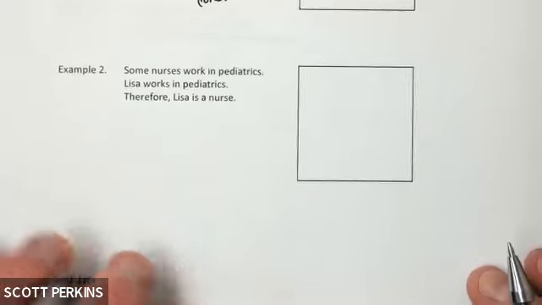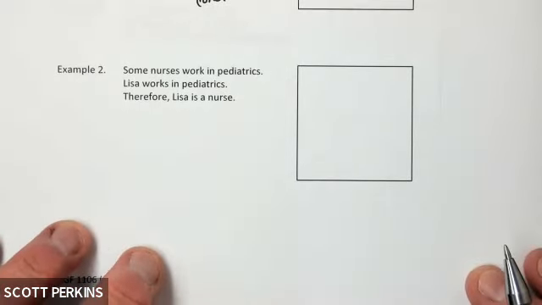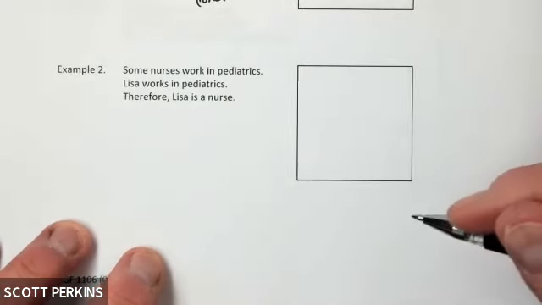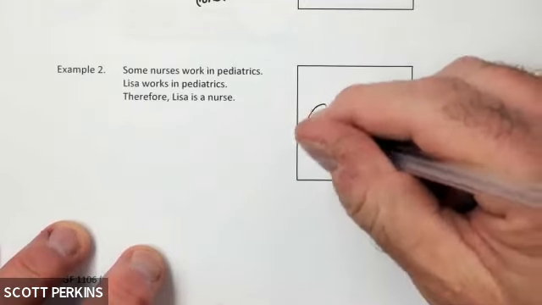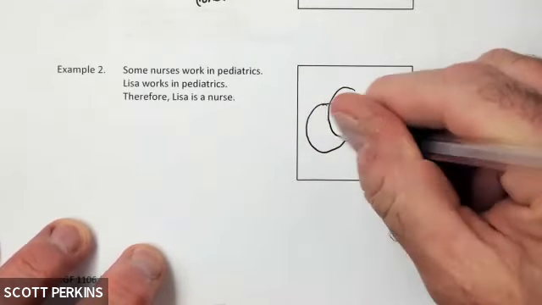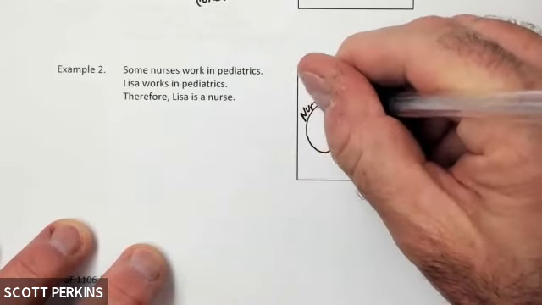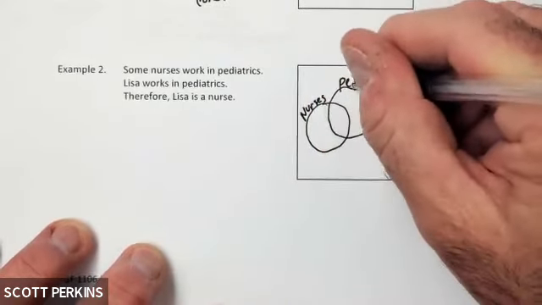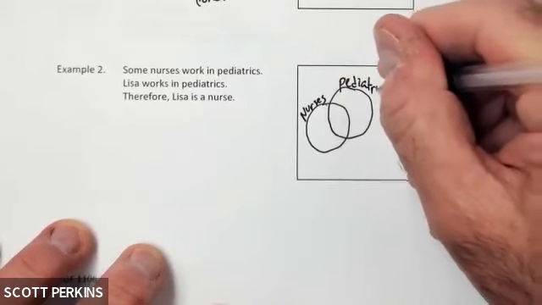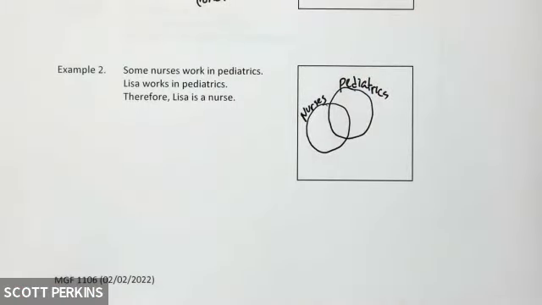Okay, so let's give this a try. If you've got any questions, let me know. The first statement is a some statement, so that means I'm going to have two circles that overlap each other. Some nurses work in pediatrics. So there's my some statement.